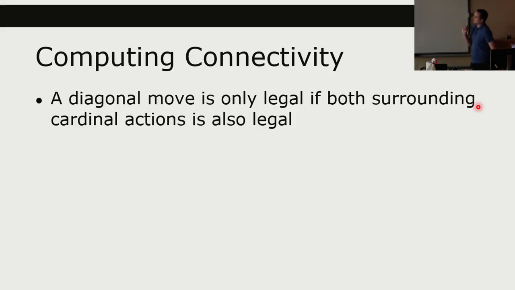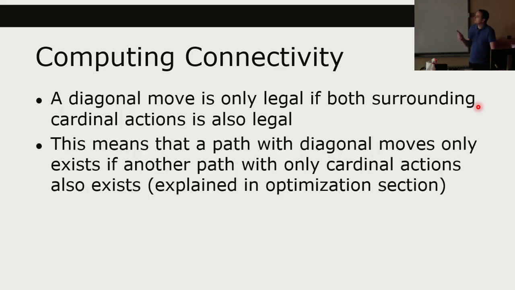So the first thing that we need to realize is that a diagonal move is only legal if both of the surrounding cardinal actions are also legal. So we really have to understand that. And what that means is any path which is doable with diagonal moves must also be doable without diagonal moves.